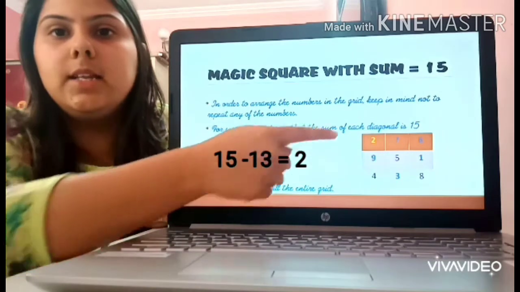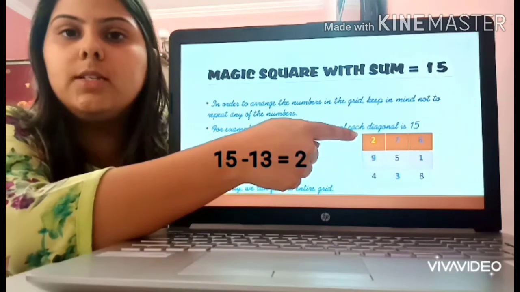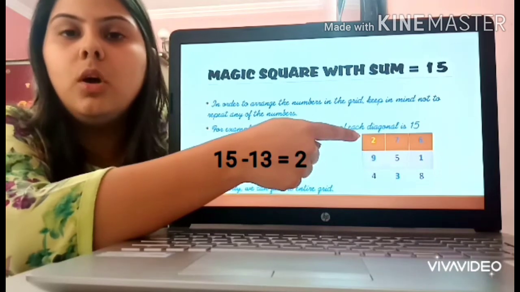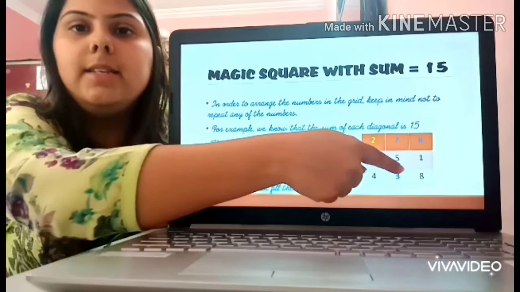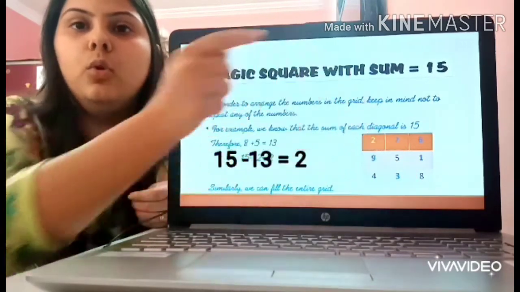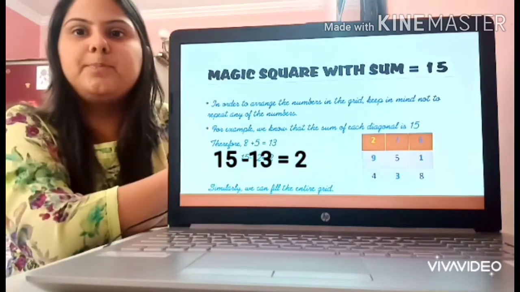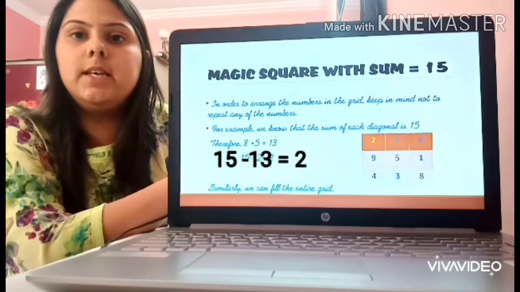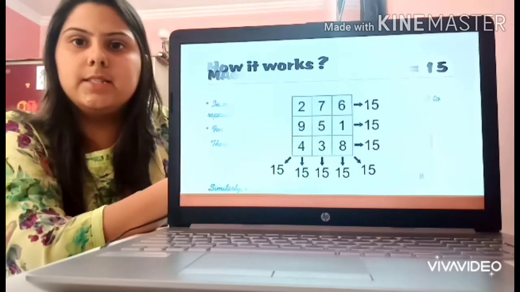As you can see, the number written in yellow color is the answer for this block. So the 2 is the answer for this block. As you can see, it adds up to 15. That is 8 plus 5 plus 2. And the same thing is written here as an explanation. Now let us see how it works for all the rows, columns and diagonals.